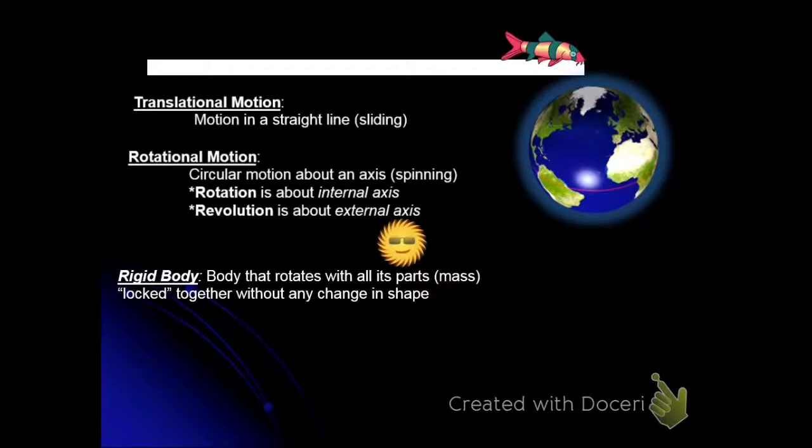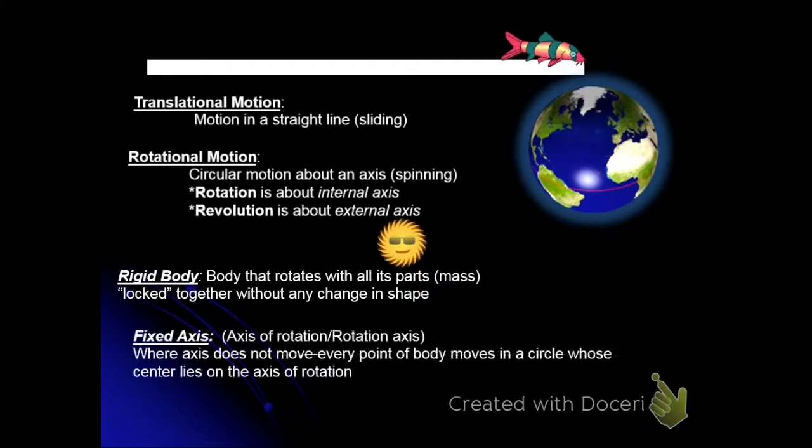The Earth is a rigid body where it rotates with all of its parts locked together without any change in shape. We're going to stick to this, looking at things like wheels and disks spinning around. It does get more complicated with things like the Sun, which are sort of plasma-y and don't actually all move at the same pace. And we're also only going to talk about things that are on a fixed axis, which means the axis does not move. Every point of the body moves in a circle around that axis of rotation.